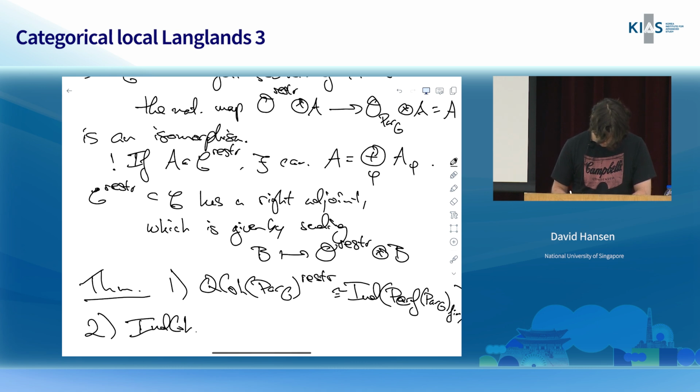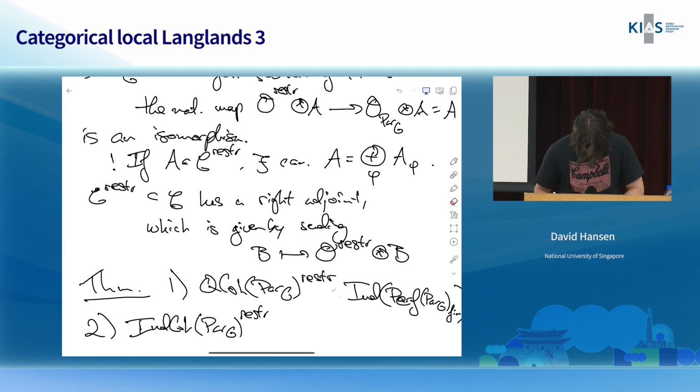IndCoh par G restricted. And sorry, I don't want to write equivalence here. I actually want to write equals, which usually is not a good idea with categories. But both of these are full subcategories of, in the first case, QCO of par G, and in the second case, IndCoh of par G. So I have a coincidence of full subcategories. So I think it's OK to just write an equal sign.